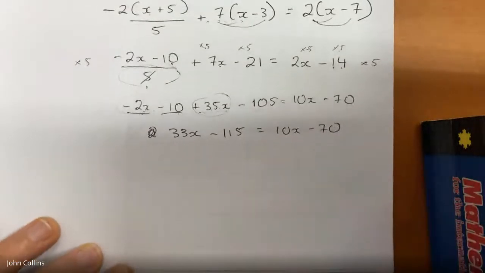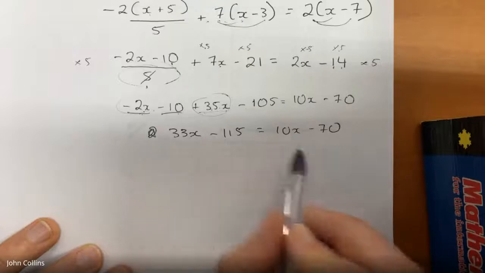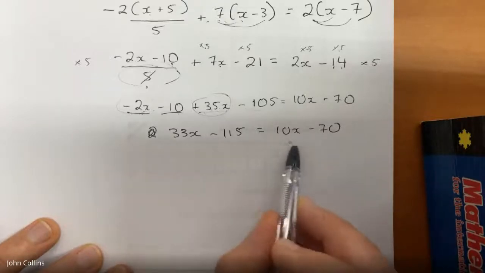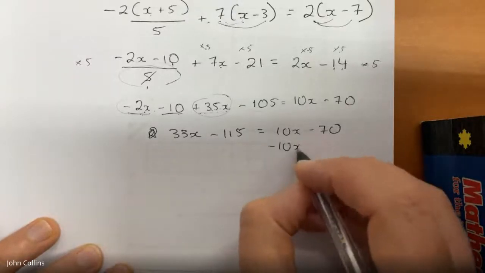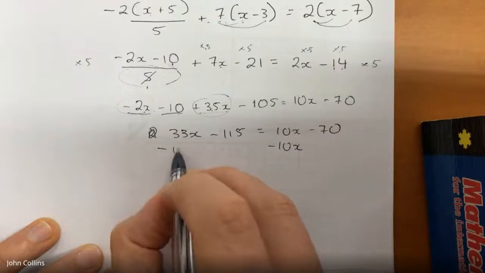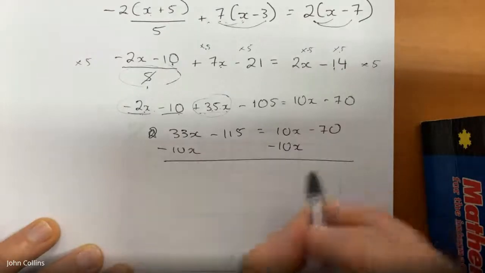Okay, now we're getting somewhere. Now I need to get rid of the smaller x. Which one's smaller? This one. Take it away. It's already positive, so I minus it from both sides.